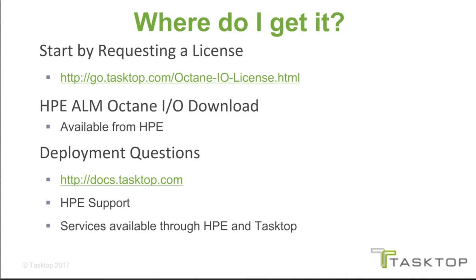And then the last piece here is, where do I get it? So you're going to start by requesting a license. We've got a link here to go and request that license. Even though this is an HPE offering, the license is actually going to be provided by Tasktop. So there's a form that you can fill out there to provide the details of what you need. Tasktop will send you the license, and it will send you details of where to get the download. The download is actually going to come from HPE, so the response with the license you get will have the details on where to go to download the software.